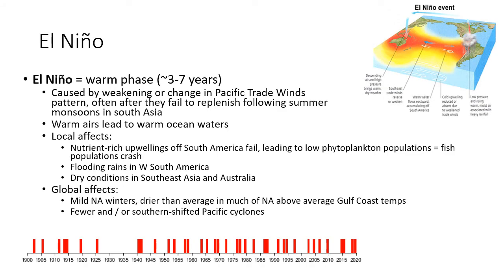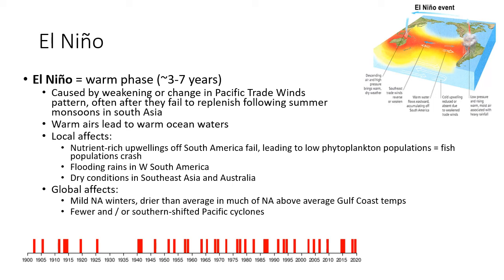Okay, so El Nino, let's talk about this one. El Nino is the warm phase. This happens every 3 to 7 years, but as you can see, it's kind of random. There's some breaks without it. There's some times when there's a lot of them in a small set of years. So it happens every 3 to 7 years, but it's not like clockwork.